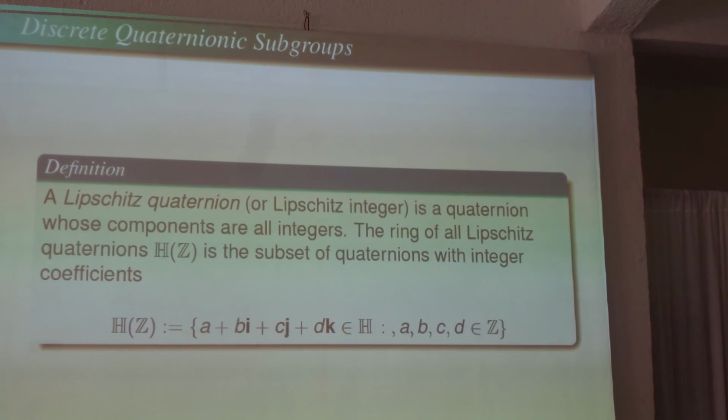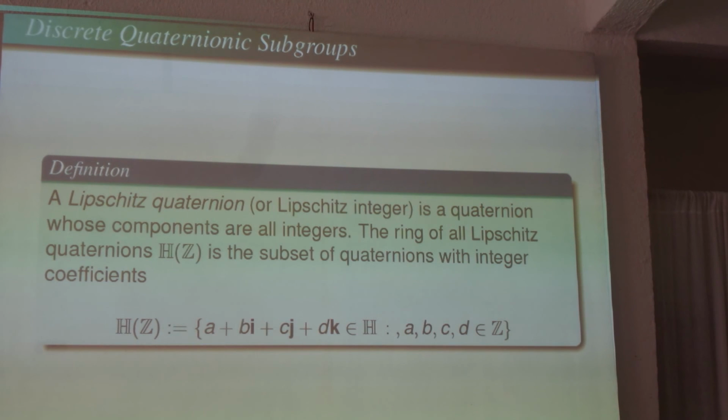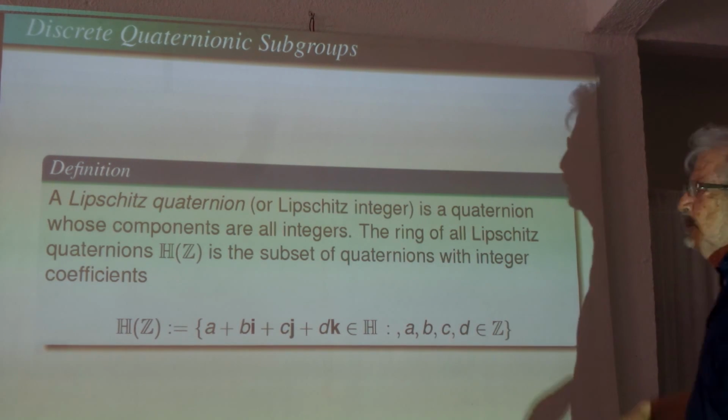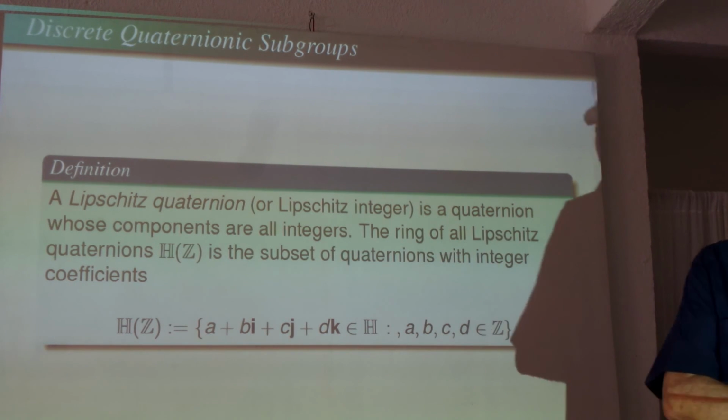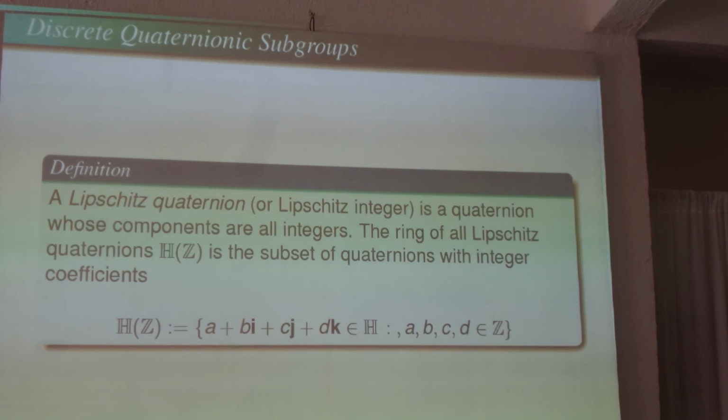The entries a, b, c, d are Lipschitz integers. By the way, Lipschitz used them to prove that every integer is a sum of four squares, for number theoretical purposes. So that's what I want to study, this first case.